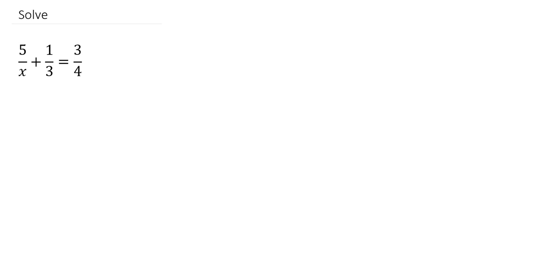First step is I have to think about my excluded values because I don't want, at the end of the problem, to have forgotten, and it's important that I do it. So the first thing I'm going to do is think about excluded values. Things that x cannot be.